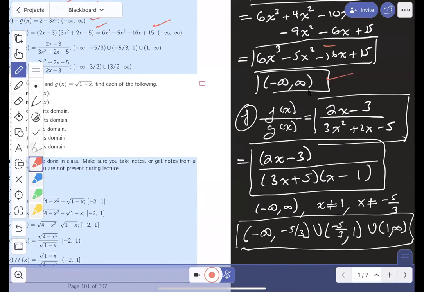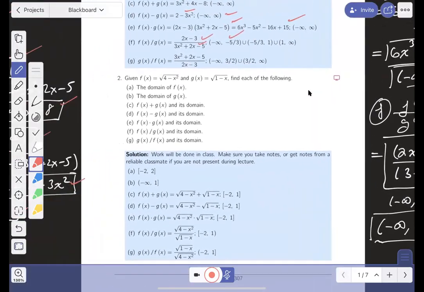All right, I'll look at my key and see how I did. And I'm seeing the 2x minus 3, and I'm seeing the bottom 3x squared plus 2x minus 5. By the way, this answer is not written down, but you could write this one down too. It's really the same answer. Let's see if we got the domain down. Minus infinity to minus 5/3, union minus 5/3 to 1, union 1 to infinity. Yep, I got that too. All right, let's keep going.